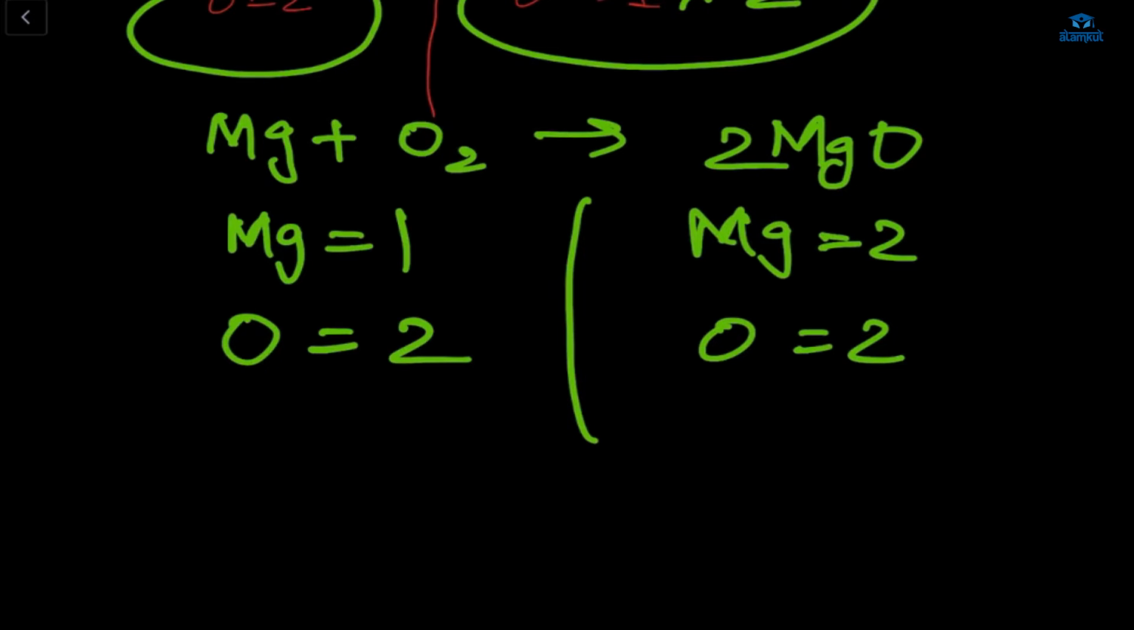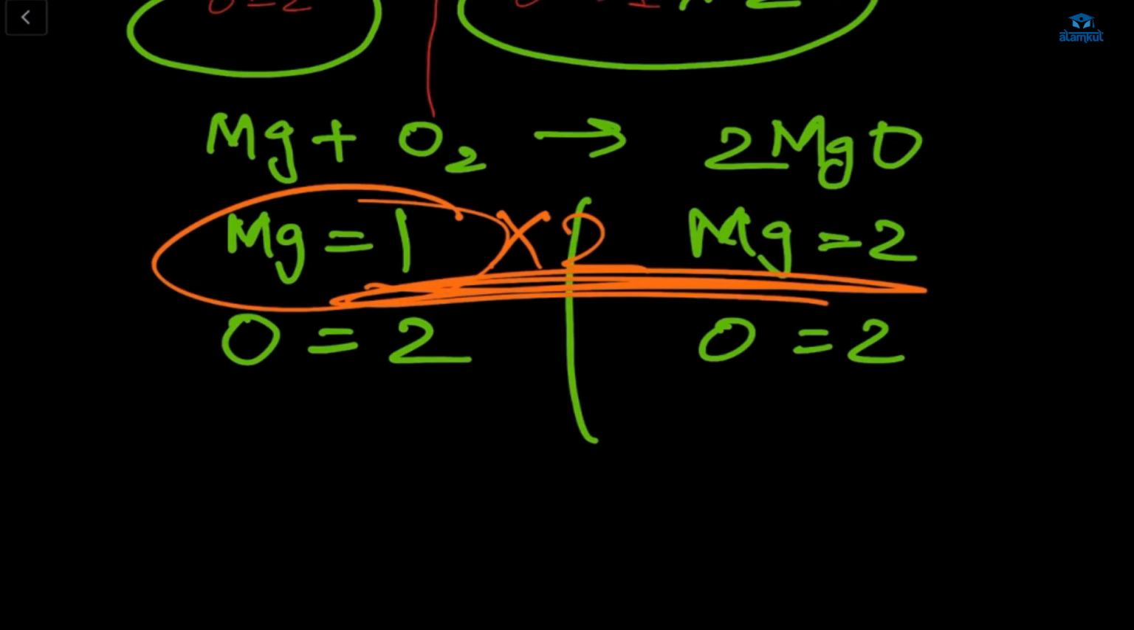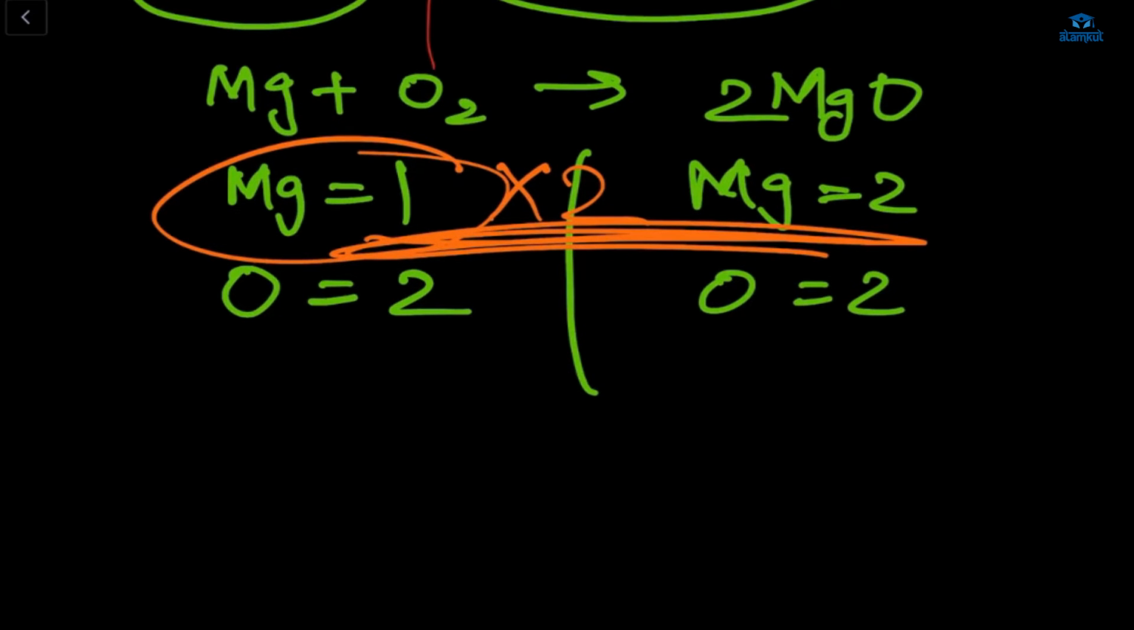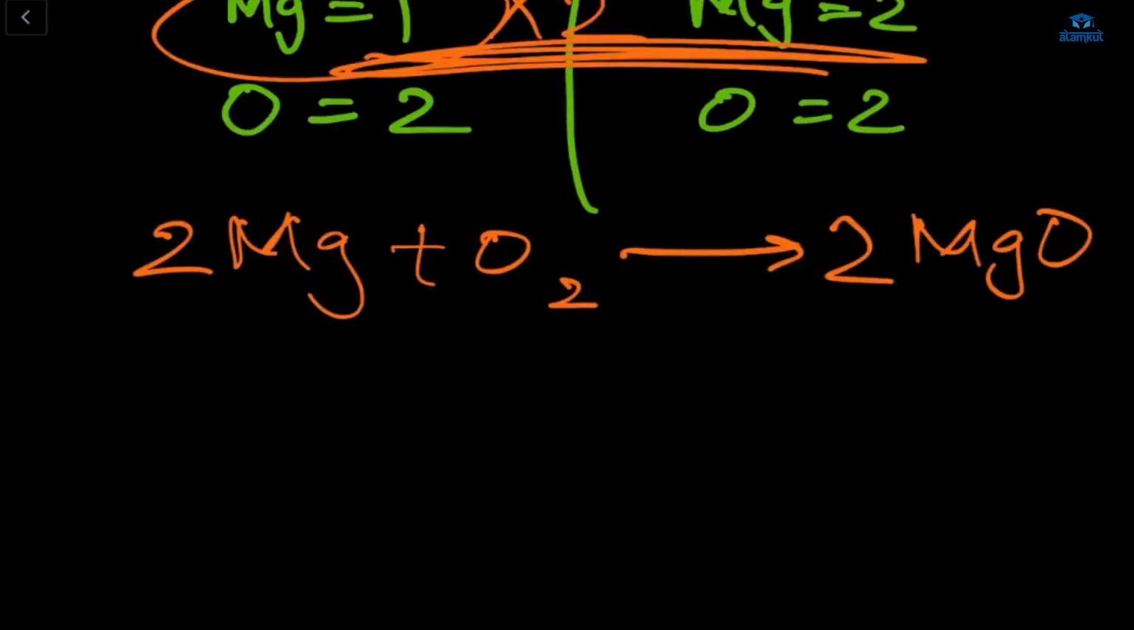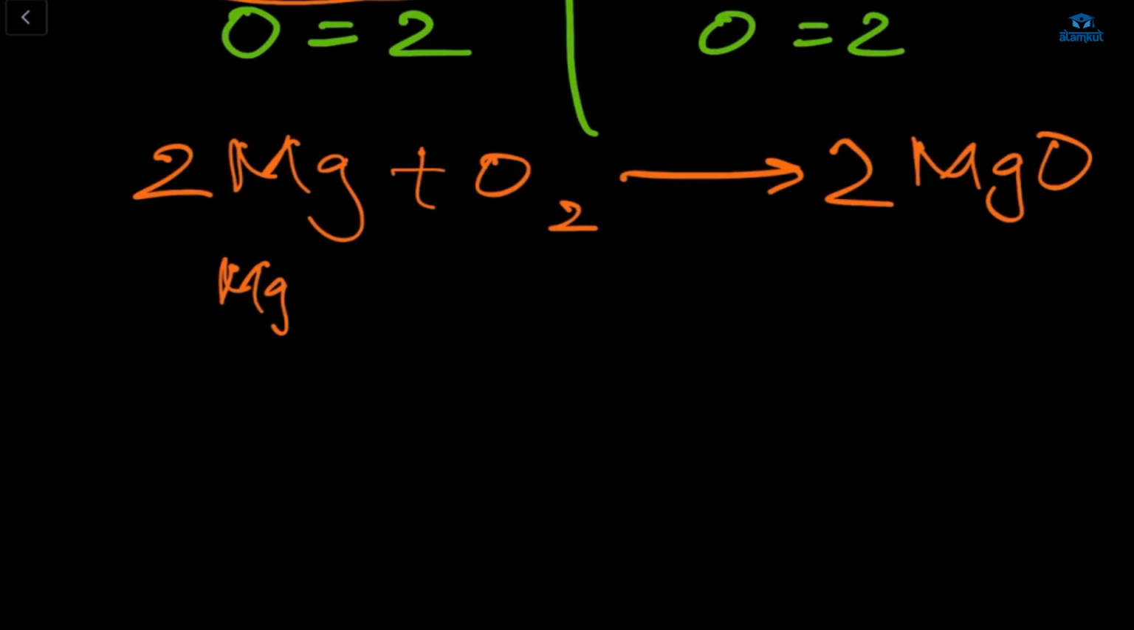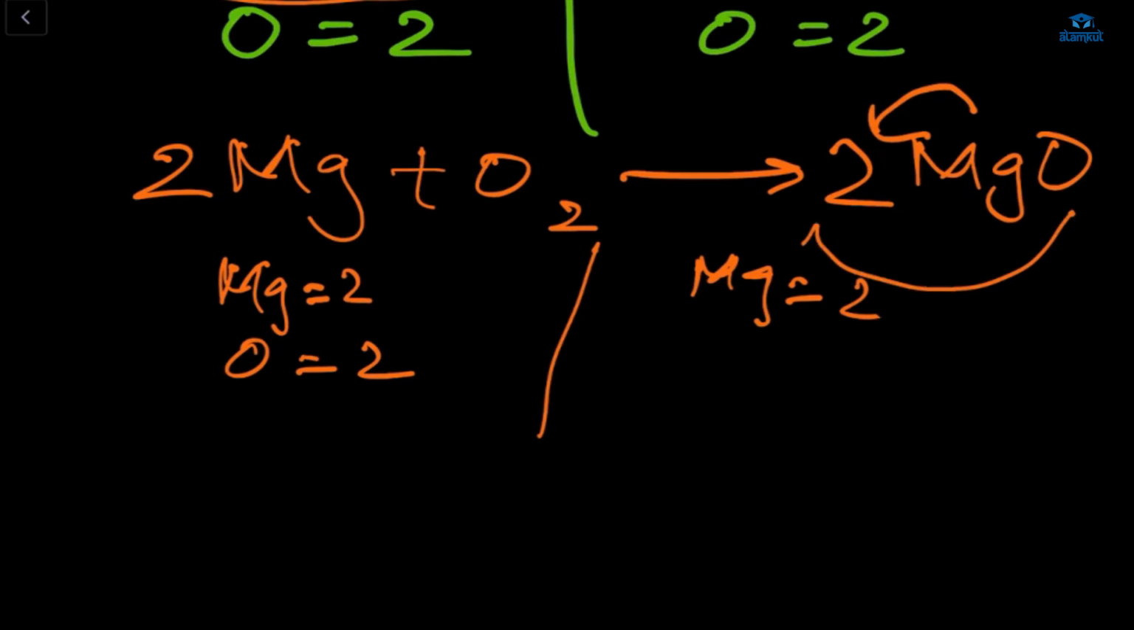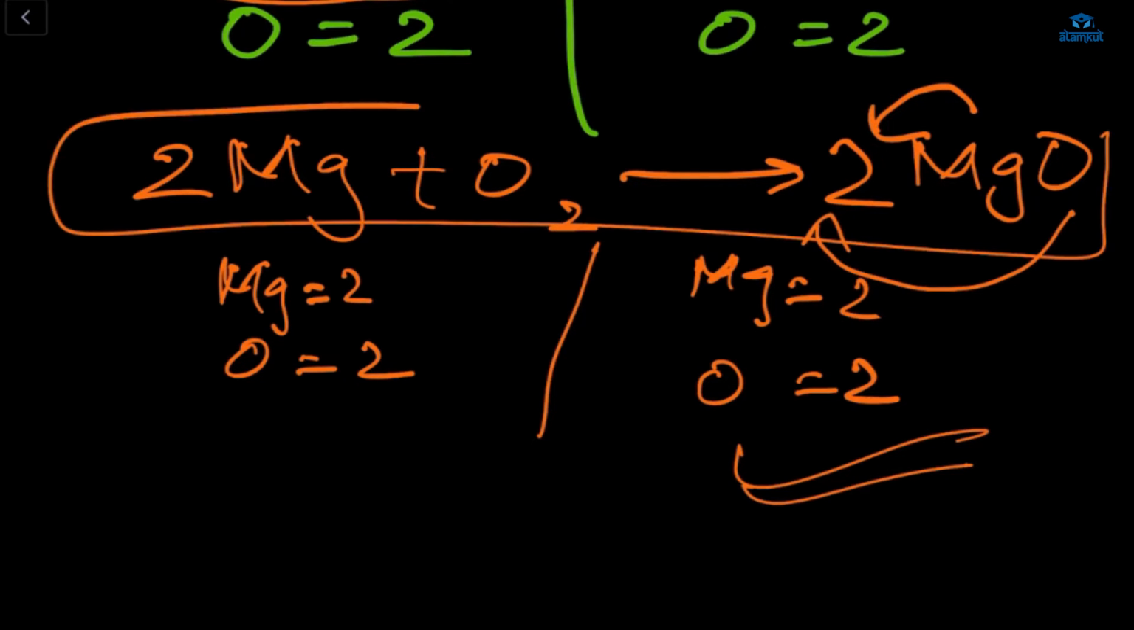Now we will multiply this also with 2 to make this equal, right? So it will be 2 Mg plus O2 giving 2 MgO. Now it's balanced. See, here my Mg is 2, my O is 2. Here also my Mg is 2 and my O is also 2. Now this is my balanced chemical equation.